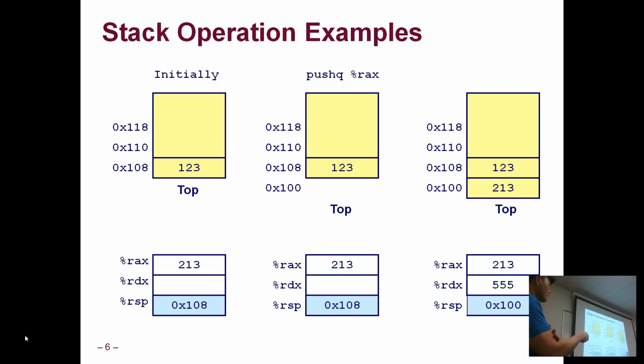Figure out, after this instruction, a push quad RAX, what the impact on the stack will be, and the impact on the stack pointer. What will the stack and the stack pointer look like after the instruction, given this initial state?